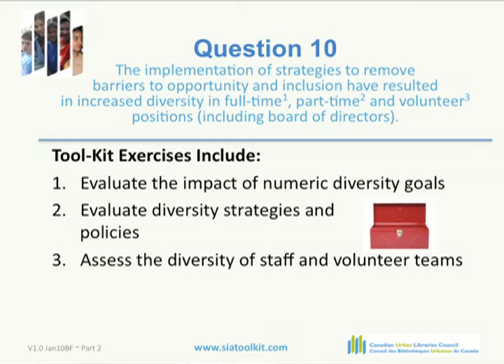The toolkit has exercises that will help you to evaluate the impact of any numeric or other diversity goals you may have set, and to evaluate diversity strategies and policies. Also to look at and assess the diversity of staff and volunteer teams. The resources here are quite good and will really support you in terms of looking at the diversity and assessing any results over time. Let's go to question 11.